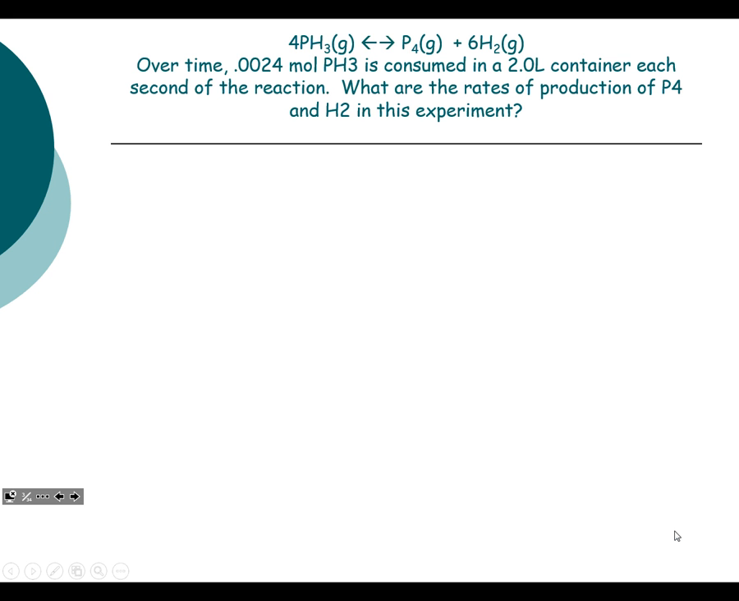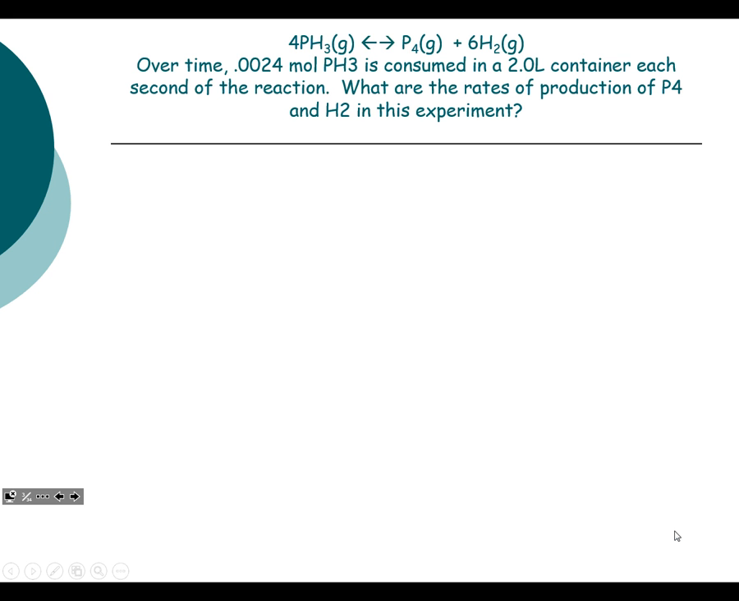0.0024 moles of phosphorus trihydride is consumed in a 2-liter container each second of the reaction. So now if you look at that information, we have what we need to get to molarity, and we actually have what we need to get to rate because we know every second this is what's being consumed. What we want to know is what are the rates of production of the P4 and the hydrogen in this experiment? So what we're going to need to look at is how is the rate of consumption of the reactant related to the rate of production of the products.